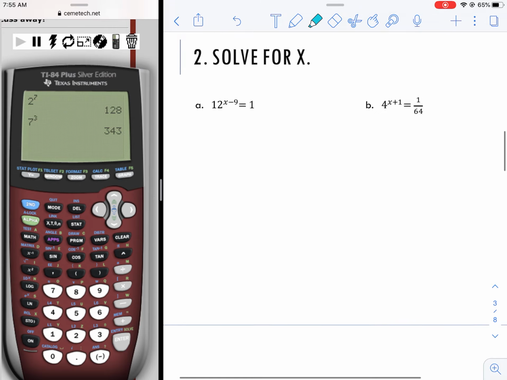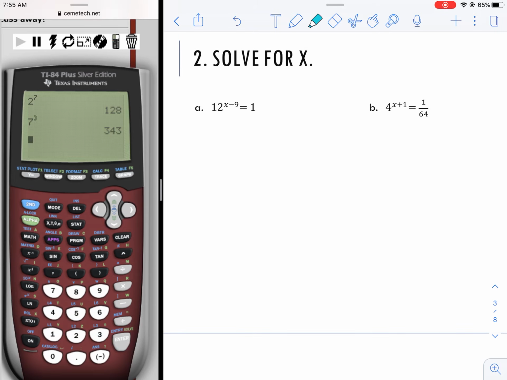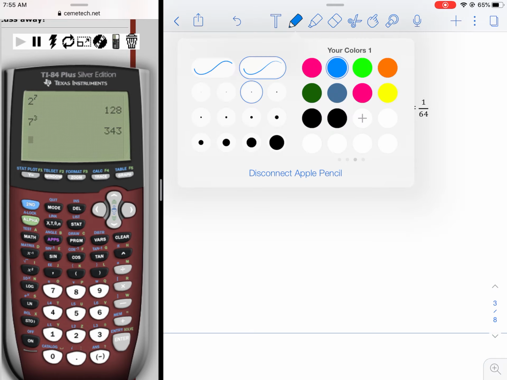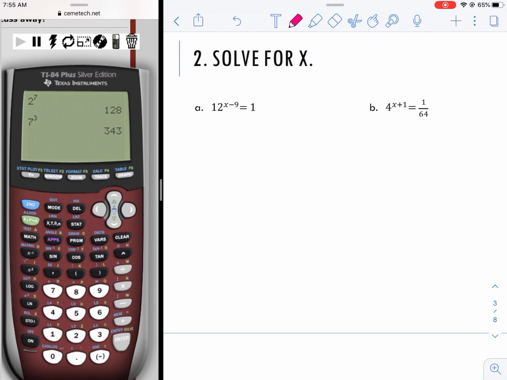Okay, the next problem, we're still solving for x, solving some exponential equations. The next one, we have 12 to the x minus 9 equals 1. And in these two problems, we're going to use a couple properties of exponents. The first property we're going to use is the zero exponent property. It says any base raised to the 0 power equals 1.